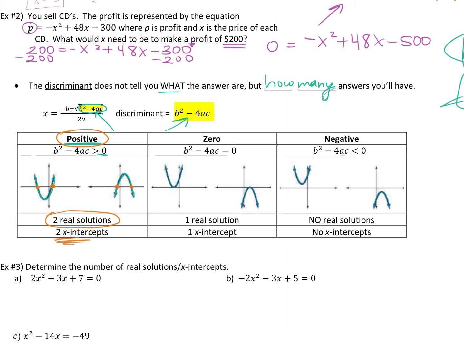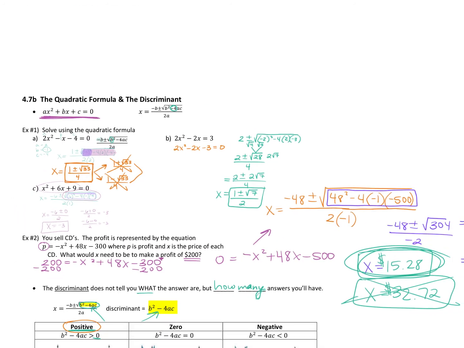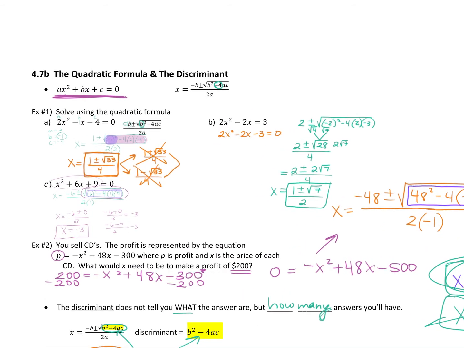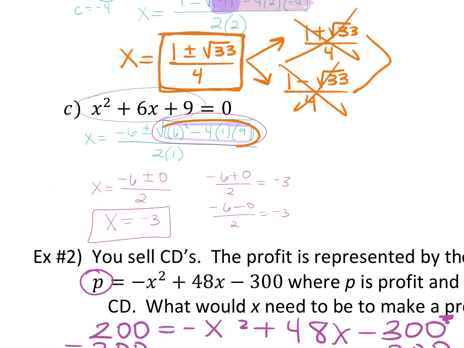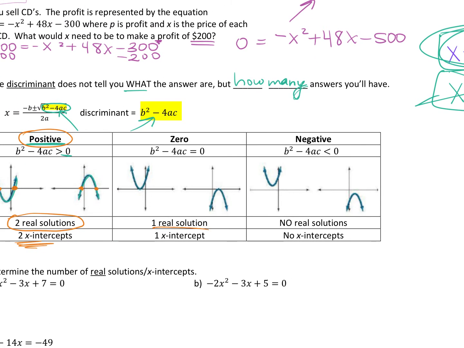If your discriminant is 0, which we just saw up here, when this came out to 0, how many answers did we get? 1, because you're adding 0 or subtracting 0, which is just going to get you 1. So you'll have 1 real solution or 1 x-intercept. And when your discriminant is negative, you get no real solutions and no x-intercepts.